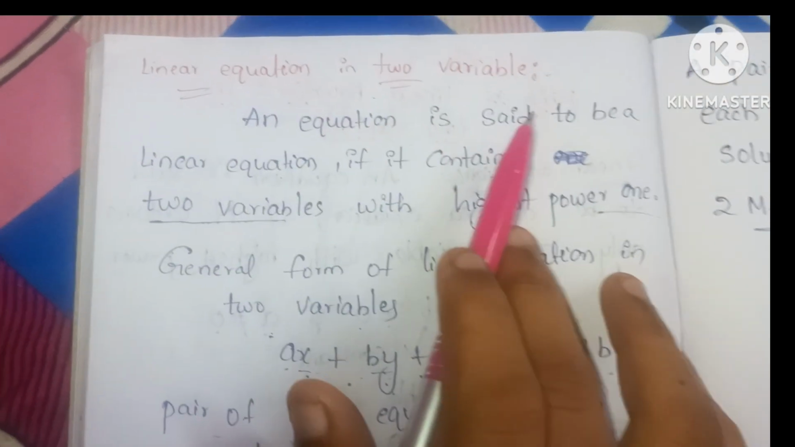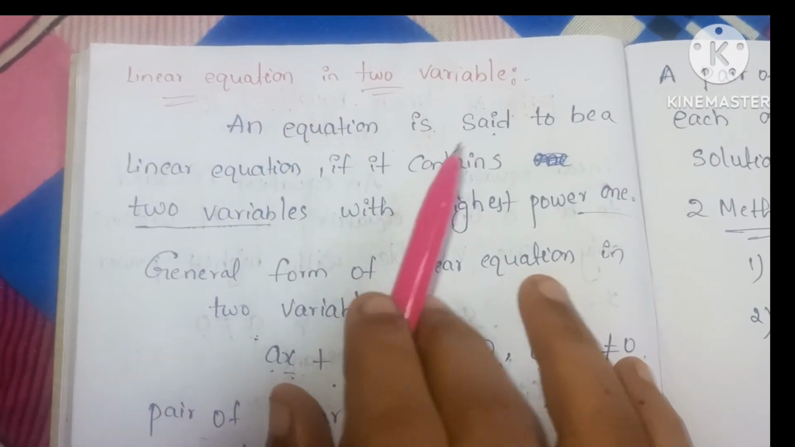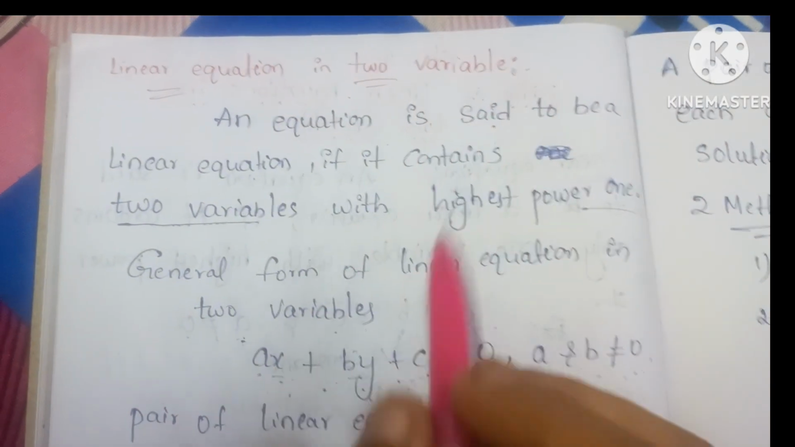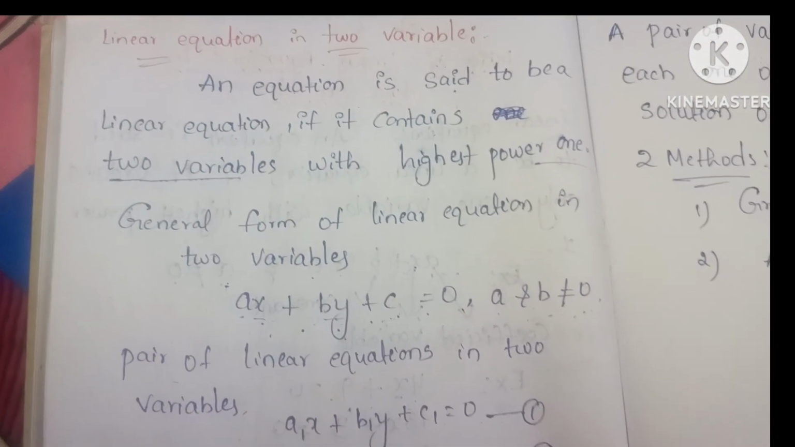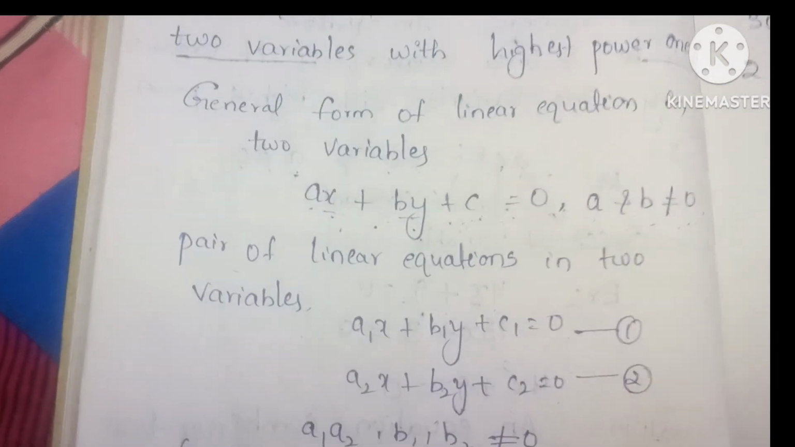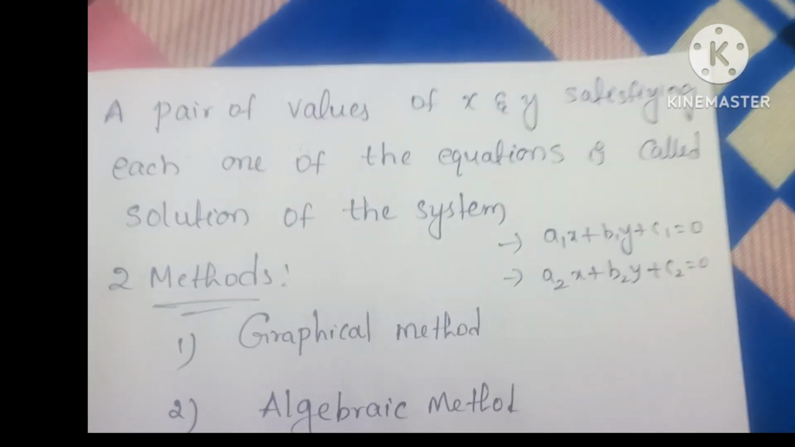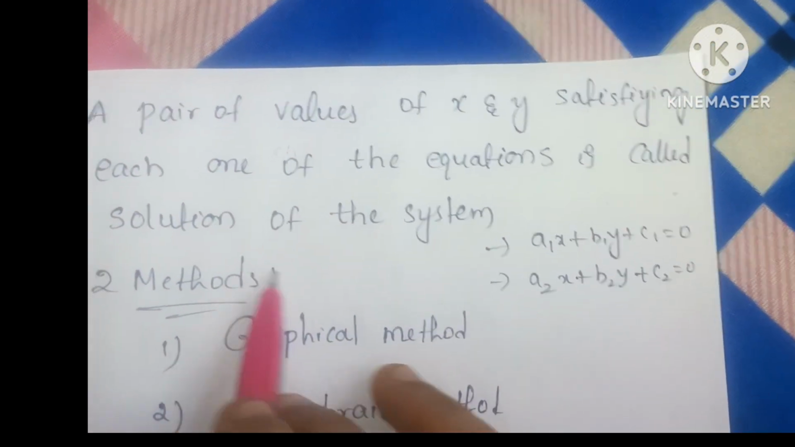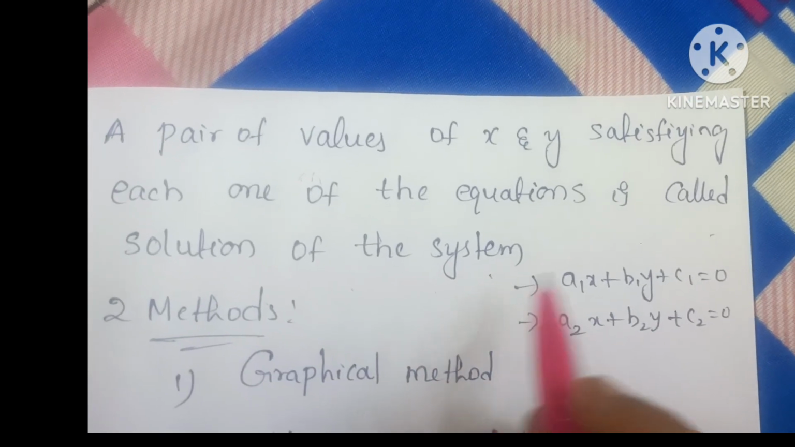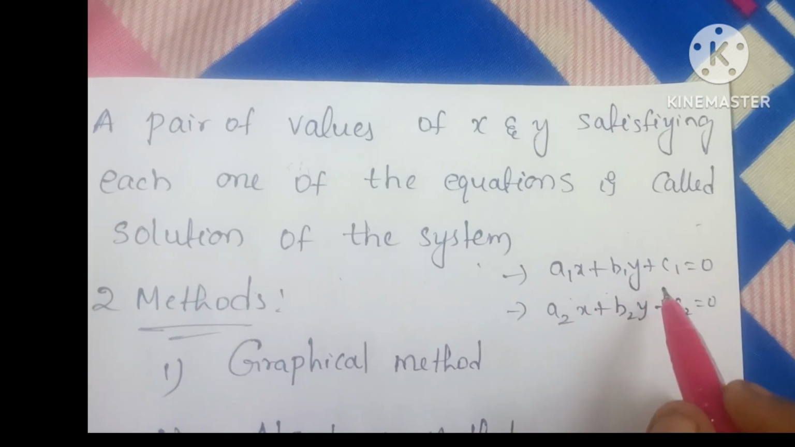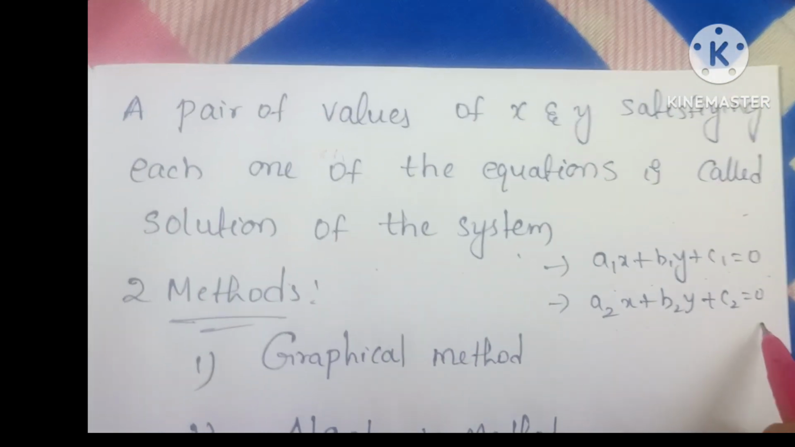Linear equations in two variables. This is also called a simultaneous linear equation or pair of linear equations in two variables. A pair of values of x and y satisfying each one of these equations is called a solution of the system. So these two are a1x plus b1y plus c1 equals 0 and a2x plus b2y plus c2 equals 0.